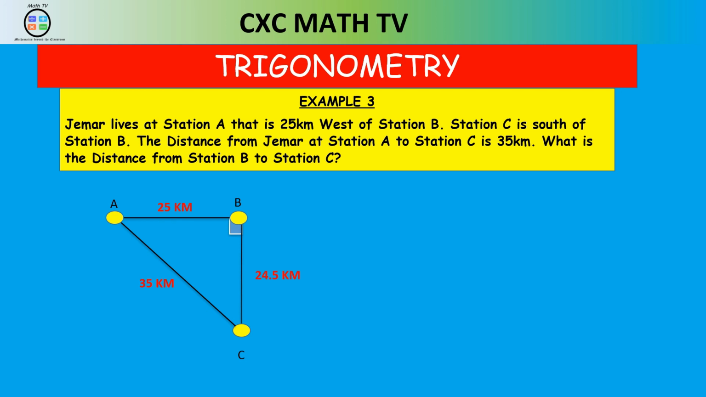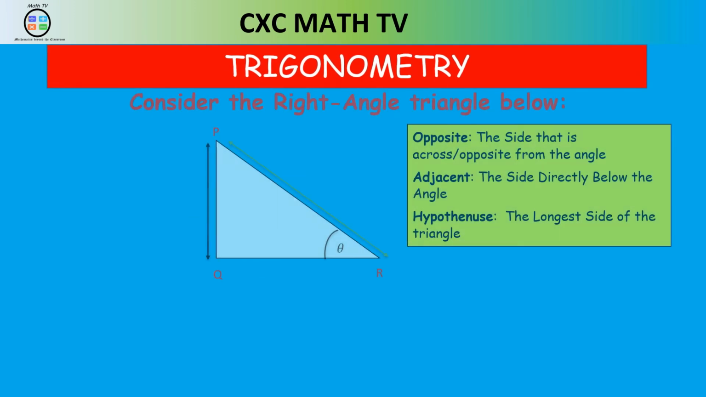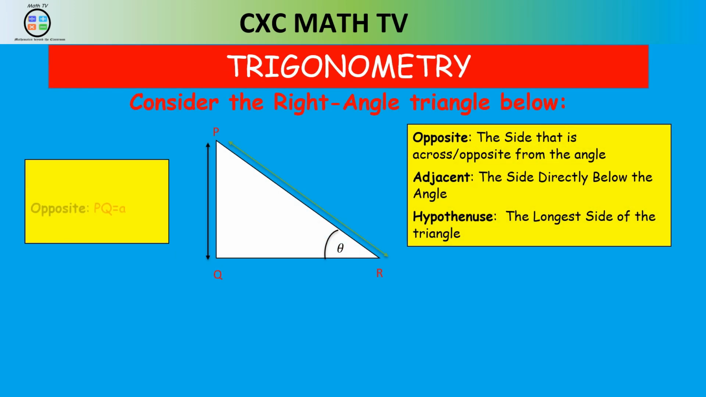So remember, whenever you're doing trigonometry, you must know Pythagoras Theorem. It just states that the opposite squared plus the adjacent squared is equal to the hypotenuse squared. The opposite is the side that is across from the angle. The adjacent is the side that is directly below the angle. The hypotenuse is the longest side. All right?